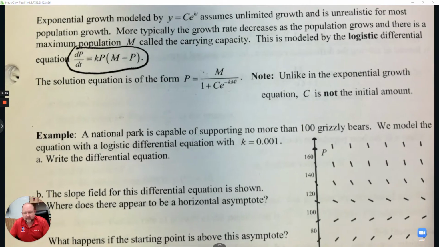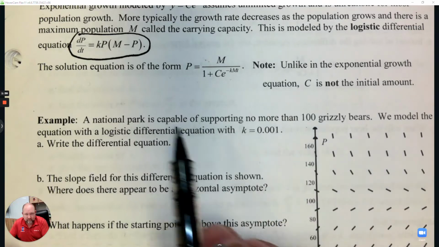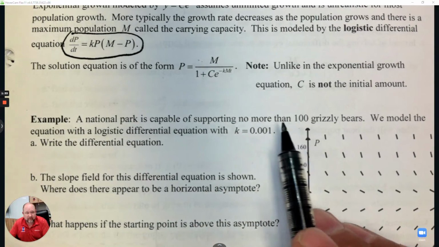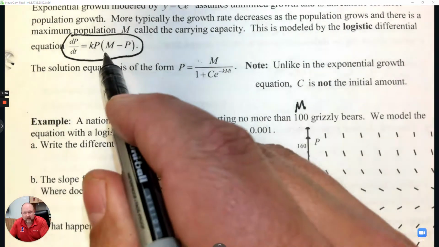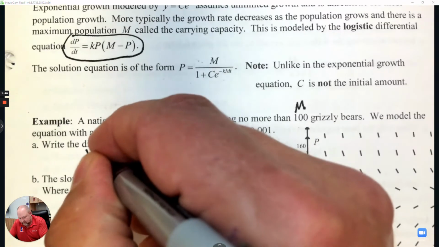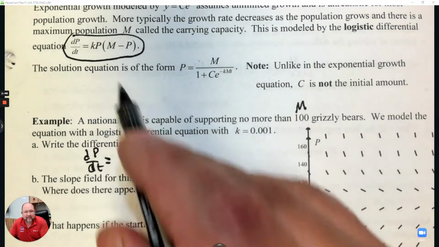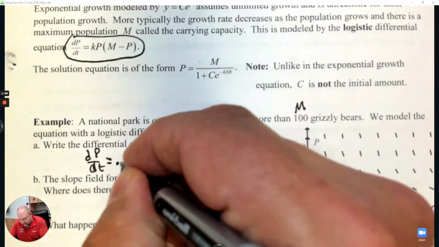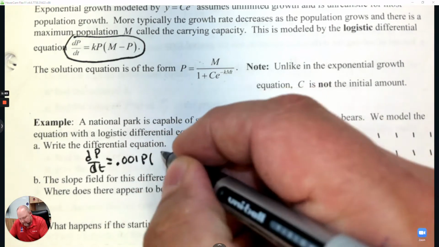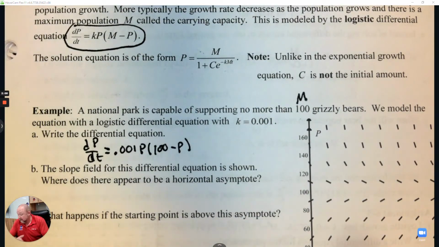All right. So if I want to write a differential equation based on this information, a national park is capable of supporting no more than 100 grizzly bears. That's what M is. And so when I look at this dP/dt, then M is that number, k is that number. So it's 0.001 P, and then M, the maximum amount, 100 minus P. That's a logistic equation, plugging in the values that you're given.